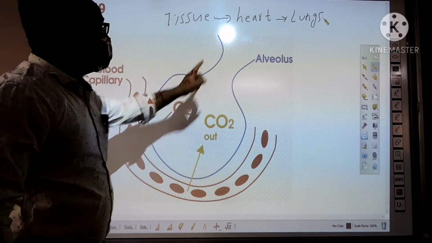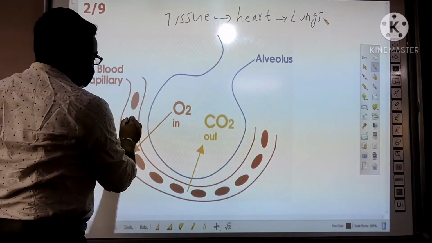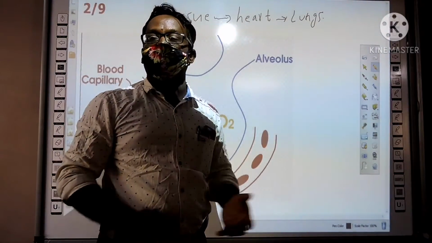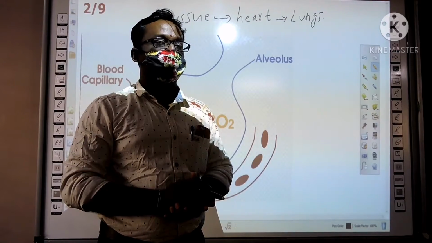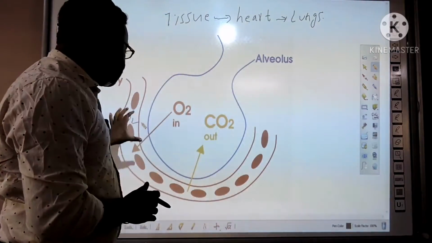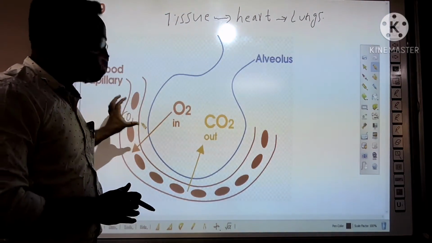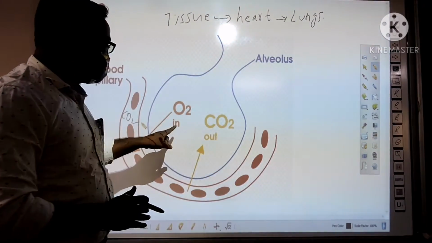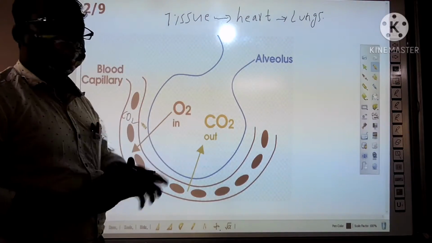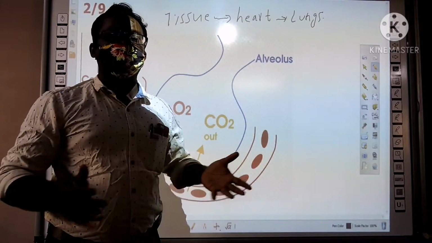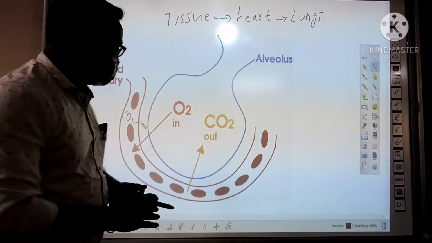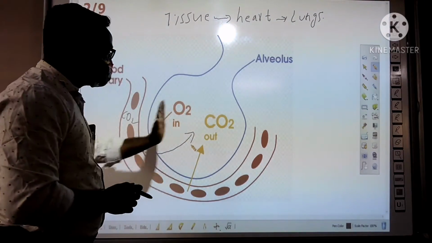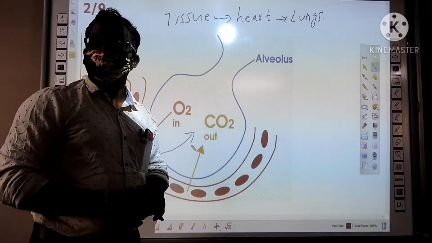So the blood with the carbon dioxide is dark red in color. Its carbon dioxide concentration is more in the blood. At the same time, CO2 concentration is less in the alveoli. So obviously, the carbon dioxide moves from high concentration to low concentration. That means it enters the alveoli.